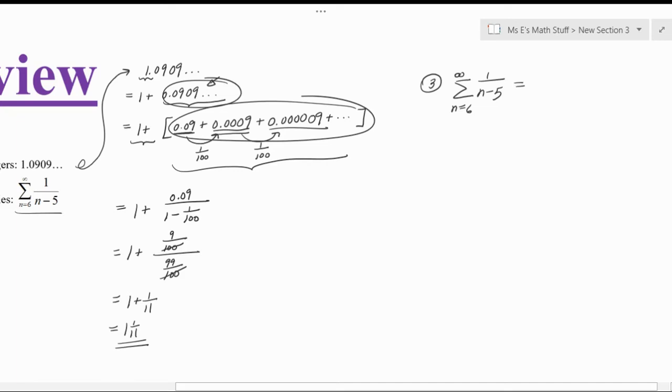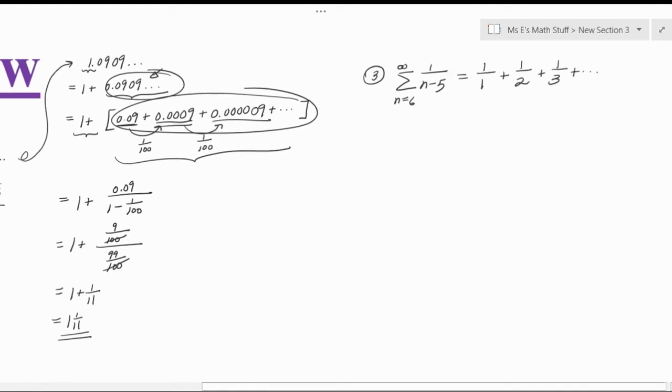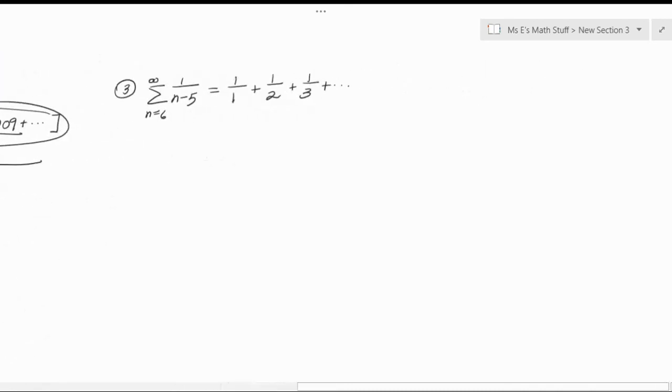You could actually fall back on if in doubt, expand it out. So notice that if n is 6, you'd end up with 1 over 1, or 1. If n is 7, you'd end up with 1 over 2. If n is 8, you'd end up with 1 over 3, and so on. And so this sum right here, my friends, is actually a p-series. It's also known as the harmonic series since your p-value is 1.